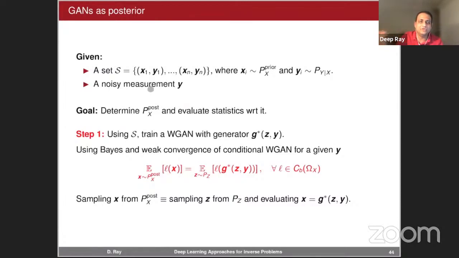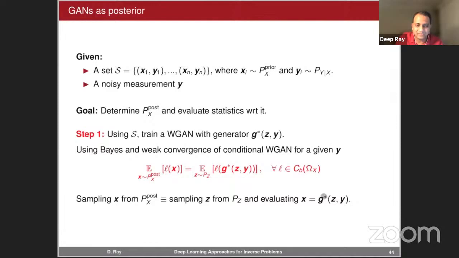And then you're given some new noisy measurement Y, and you still want to determine the posterior of X given Y and evaluate statistics with respect to it. So you first train again on this pairwise data set to get the generator G star of Z and Y. And then you can actually show that the posterior moments will match when you fix the Y in the generator. Sampling X from the posterior is equivalent to fixing a Y, sampling Z from PZ, and evaluating G star of Z comma Y, where Y is fixed.